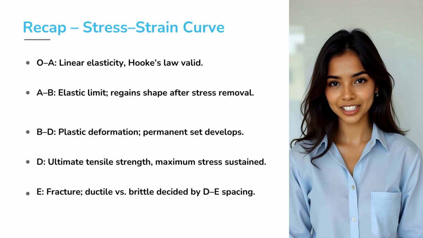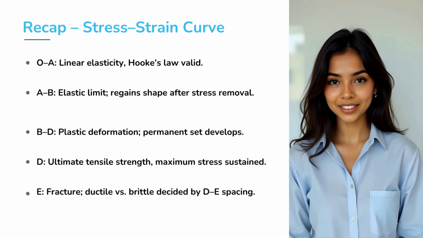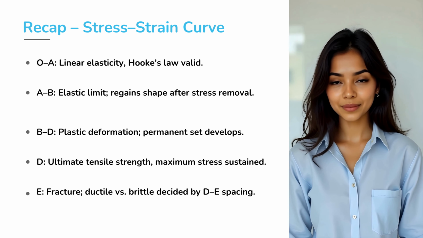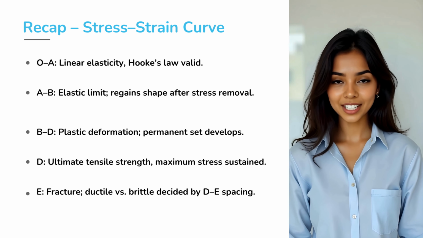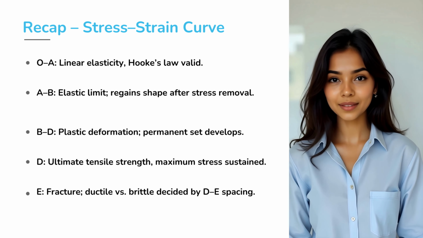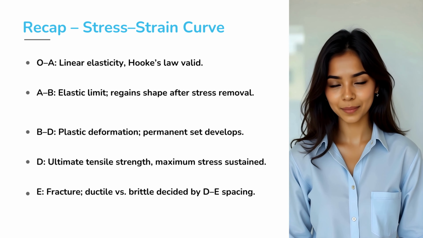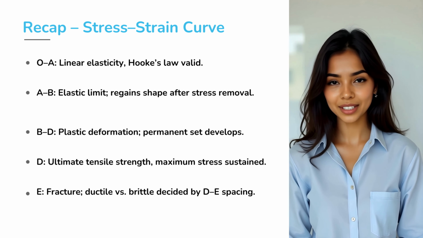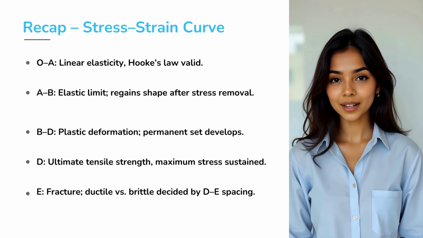OA: Linear elasticity obeys Hooke's law. AB: Elastic limit, still reversible. BD: Plastic region, permanent set develops. D: Ultimate tensile strength, maximum stress. E: Fracture with ductile or brittle behavior. And for special materials like elastomers, the curve is very different, huge strains but nonlinear behavior.